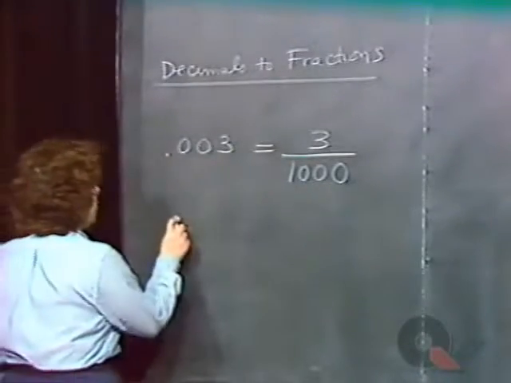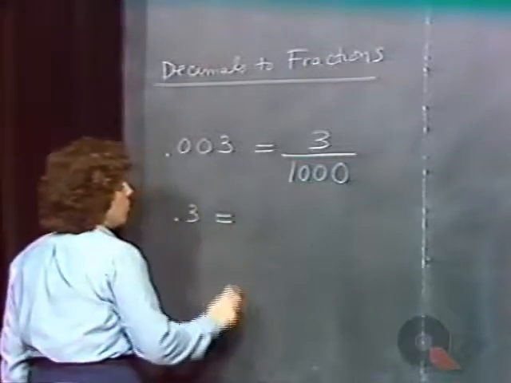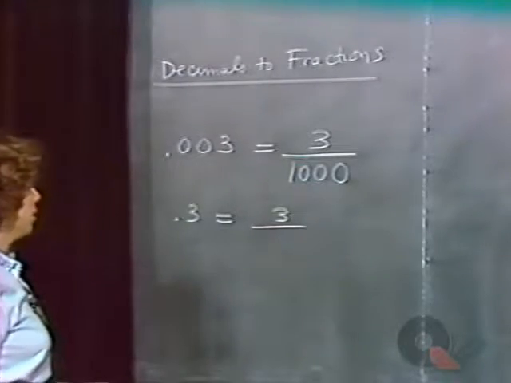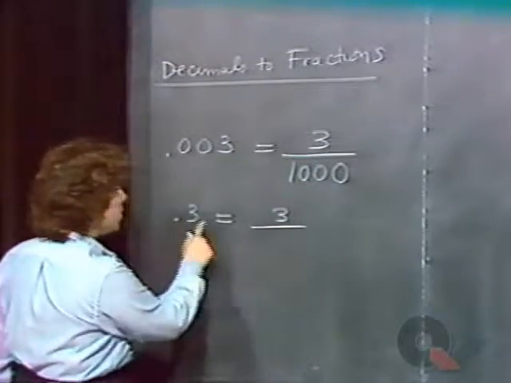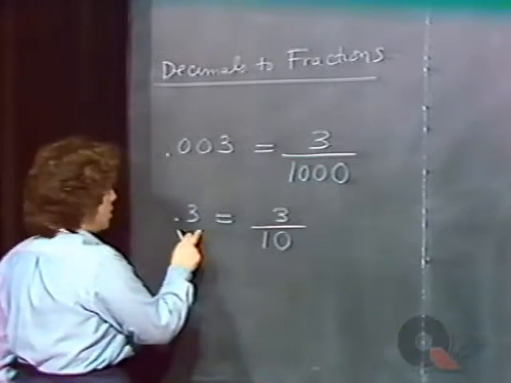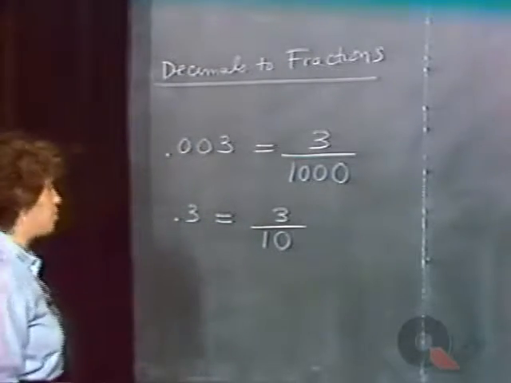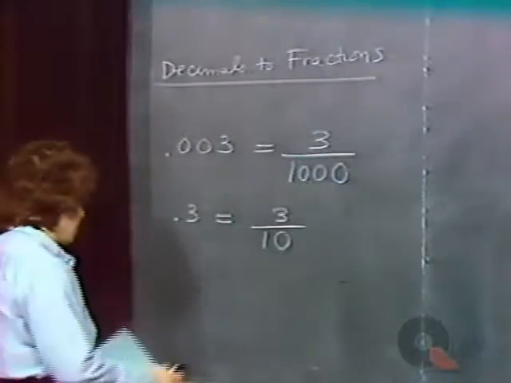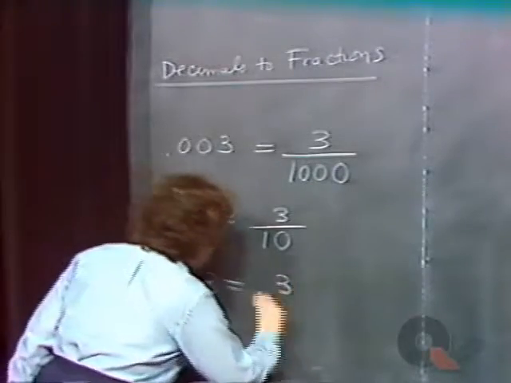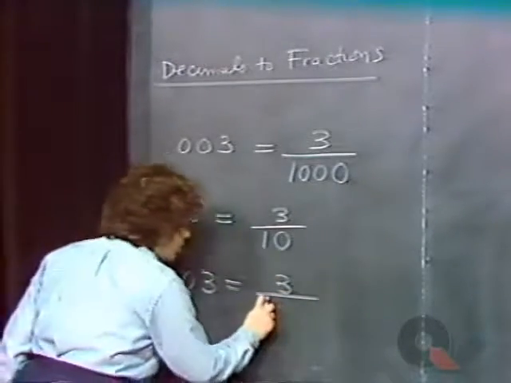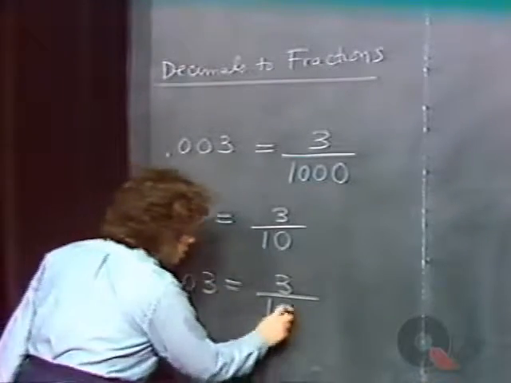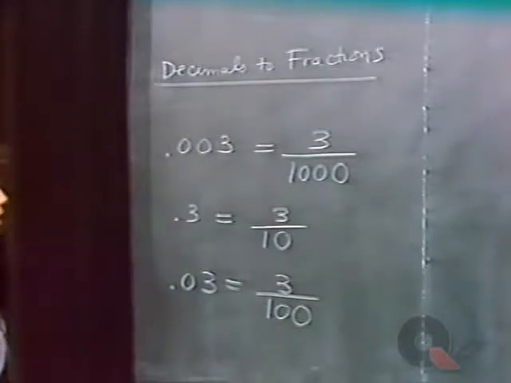If we have 0.3, this would be 3 divided by the appropriate power of 10, which would be just 1 followed by 1 zero, since there's only 1 decimal digit. And of course, 0.3 is the same as 3/10. 0.03, 3 divided by the proper power of 10, which would be 1 followed by 2 zeros, since there are 2 decimal digits, 3/100.